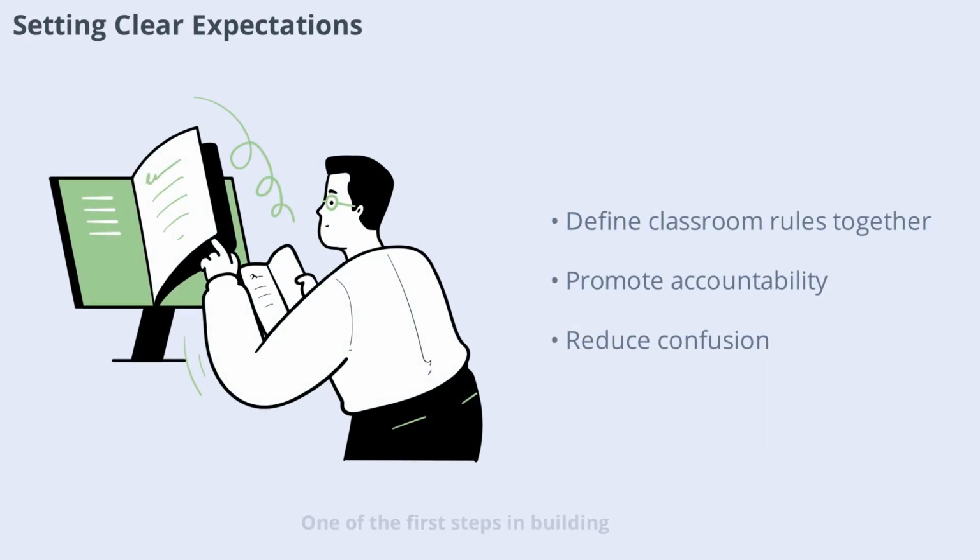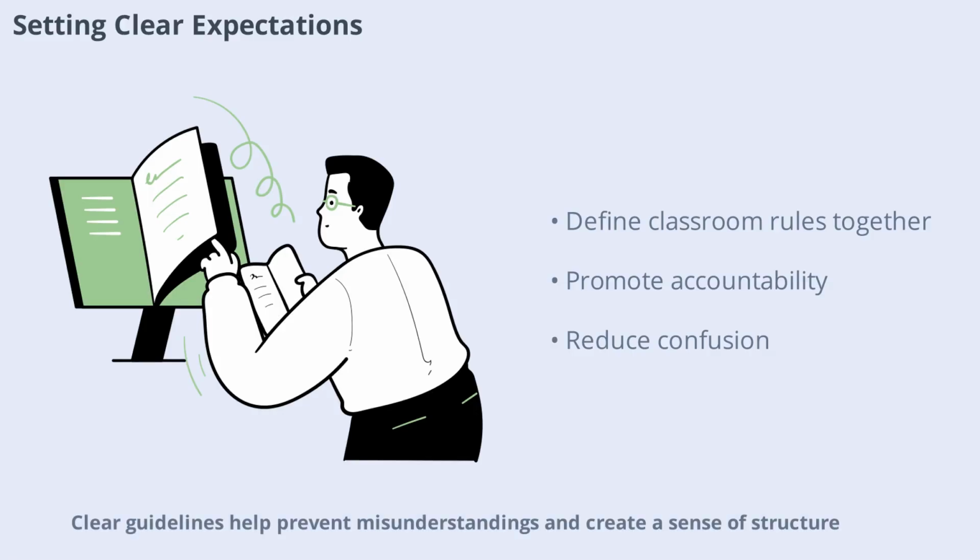One of the first steps in building a positive tech classroom is setting clear expectations. When students understand what is expected of them, both academically and behaviorally, they can focus more on learning and less on uncertainty. Clear guidelines help prevent misunderstandings and create a sense of structure. Teachers can involve students in creating classroom rules, making them feel invested in the learning process. This collaborative approach fosters respect and accountability, laying the groundwork for a supportive environment.